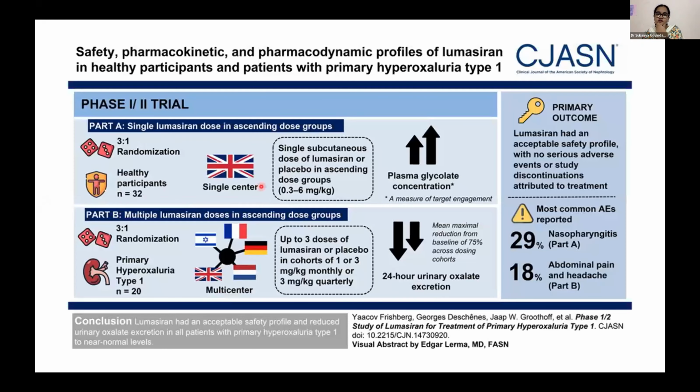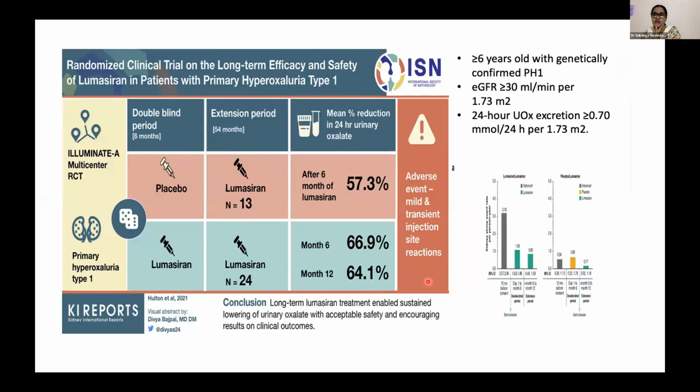So there are a lot of trials going on. This is the first trial which compared healthy participants and patients with primary hyperoxaluria, and administration of this agent increased the plasma glycolate concentration, which is the expected effect of this drug. So the previous metabolite is increased, so there's no increased oxalate in the blood, and it also reduces the 24-hour urinary oxalate both in healthy volunteers and patients.